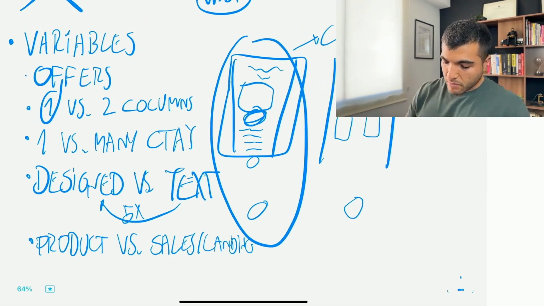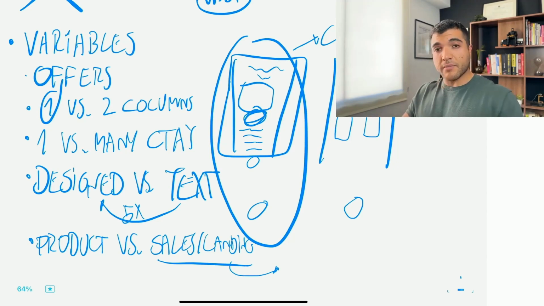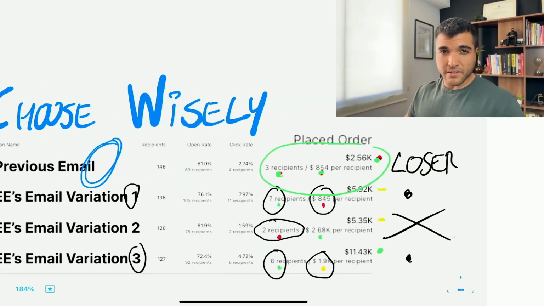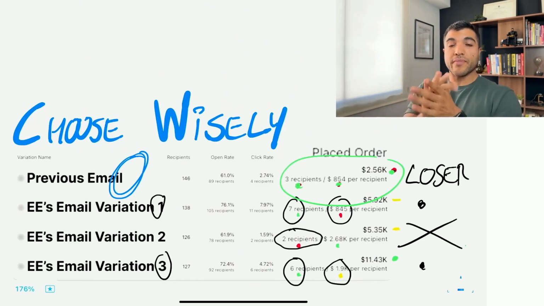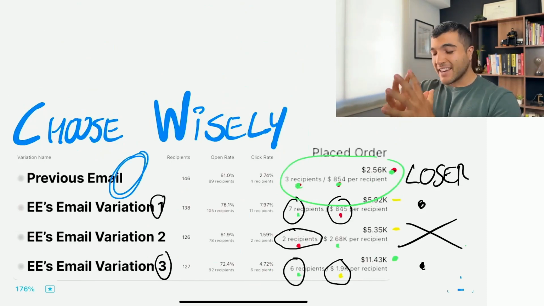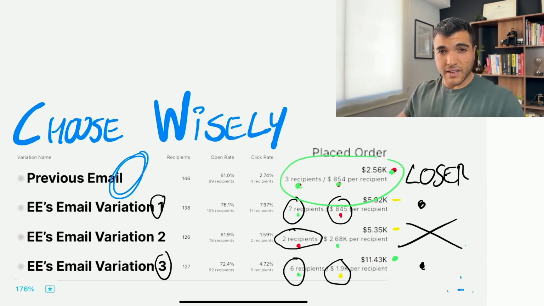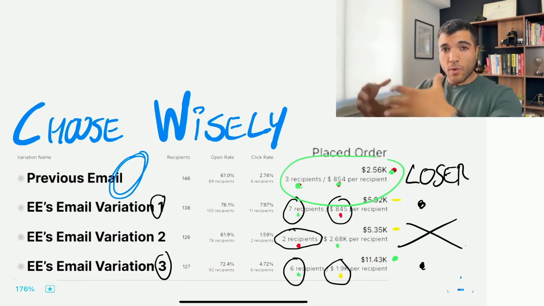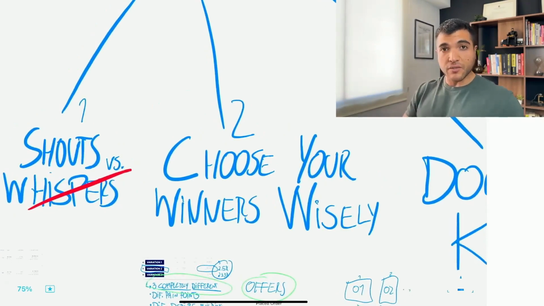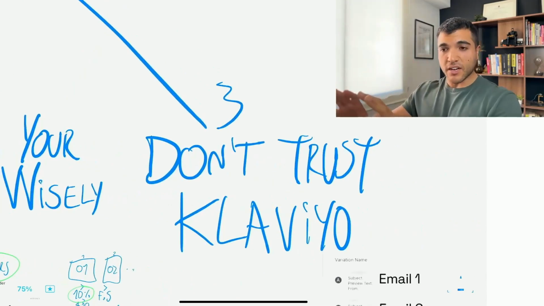If they are good, most likely you're gonna see higher sales from this. And these are 5 variables worth testing. And as usual, see the actual difference in sales that they make, not open rates, not click rates, but in sales, using this simple system that I showed you earlier. So that's it. Hopefully you have plenty of ideas to test now, and it's not just ideas, but worthwhile ideas. Remember, shout versus whispers, choose your winners wisely, and don't trust Klaviyo.